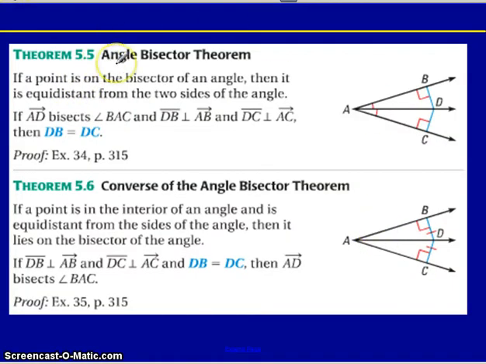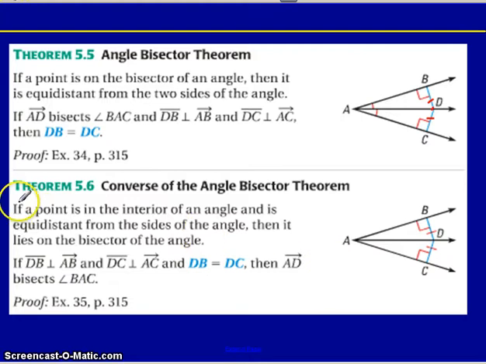Alright, we've got a couple of theorems that go along with this. The first one is the angle bisector theorem. It says if a point is on the bisector of an angle, then it is equidistant from the two sides of the angle. Notice that we've got the markings to mark AD as an angle bisector, and then for D, we'd have to know that this distance was equal to this distance if it's on the angle bisector.